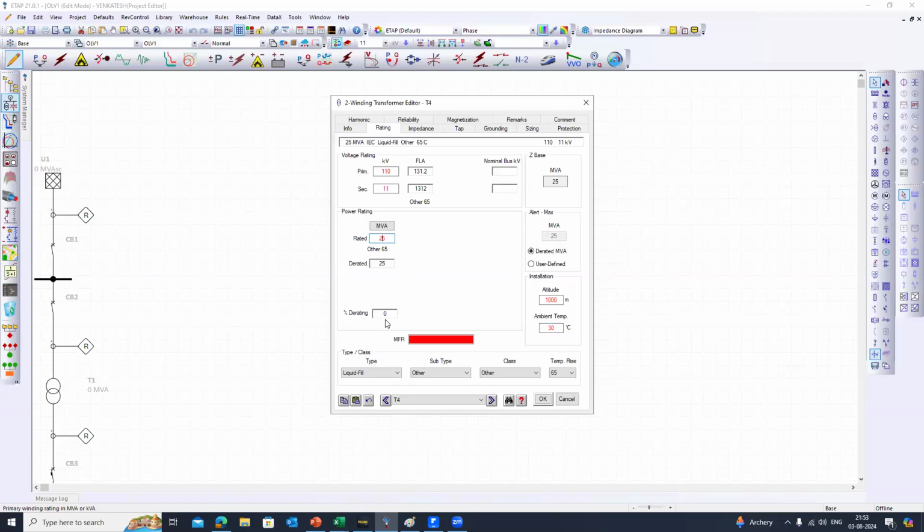MVA rating and derating, I am clear. Is there any effect of the cooling system on the transformer? Means if a transformer is not oil cooled, it is a dry type, is there a moisture effect in the terminal box? That is because of your humidity applications, right? It depends upon the humidity.